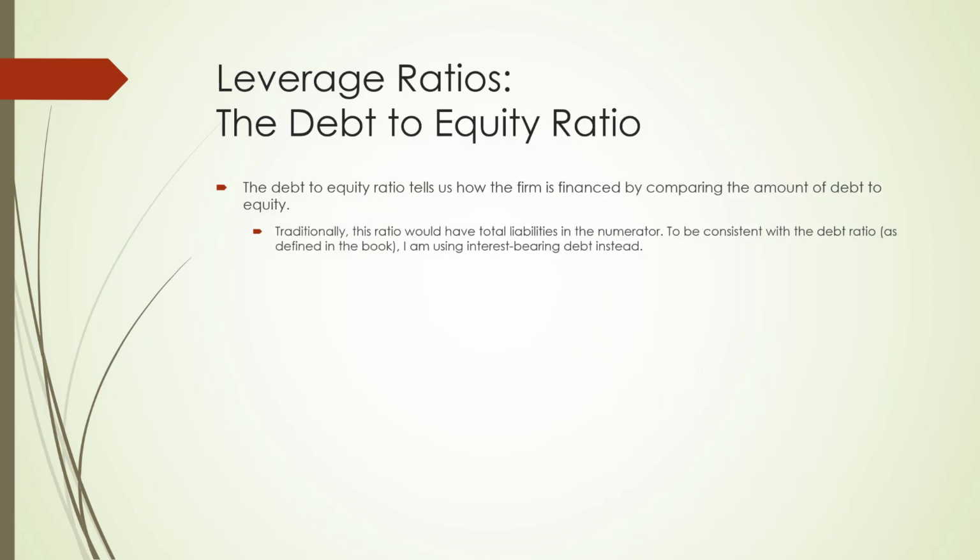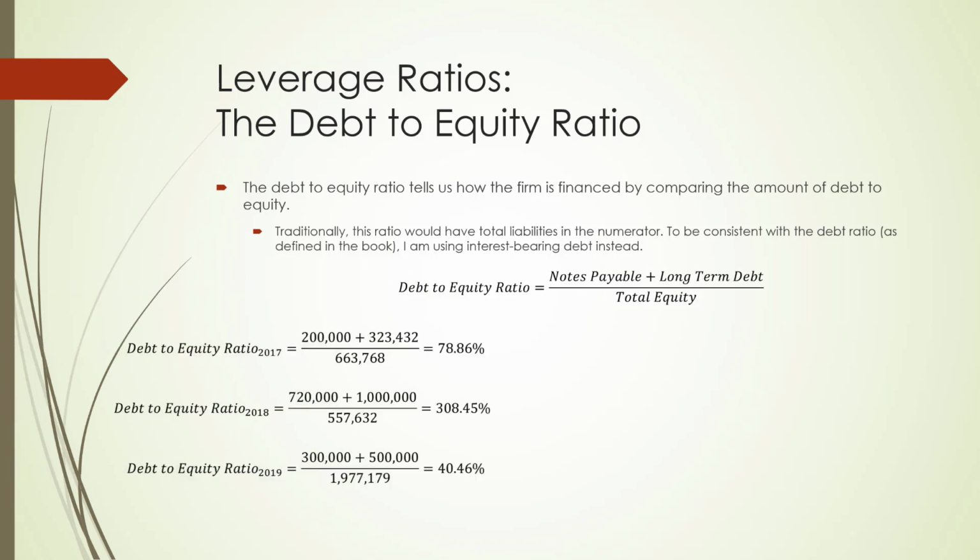Another way to look at exactly the same thing is to look at the debt to equity ratio. This measures precisely the same thing as the debt ratio, except it's expressed a little bit differently. So rather than interest-bearing debt to total liabilities, here we have interest-bearing debt to total equity. But debt plus equity equals total assets, so this is really the same thing, but the scale of the number will be a little bit different. So here we have notes payable plus long-term debt divided by total equity.